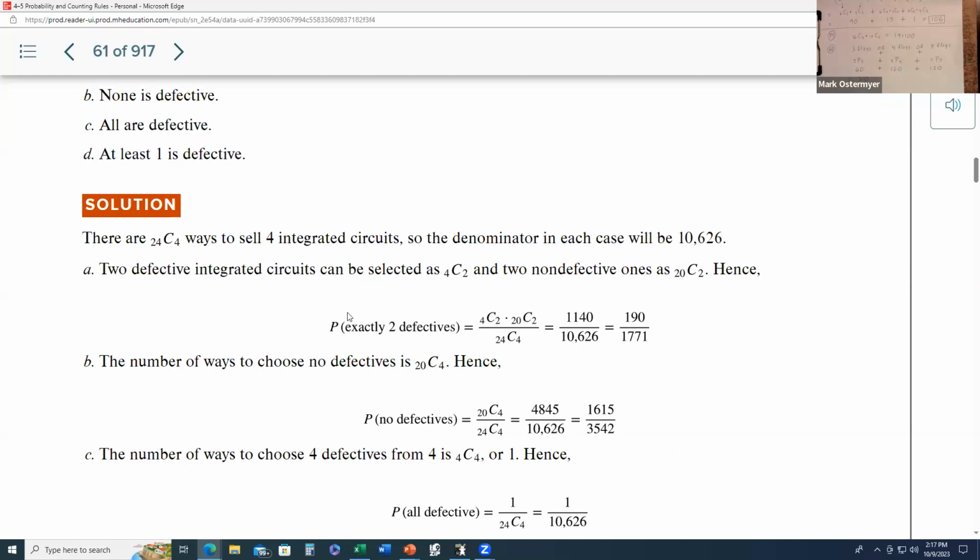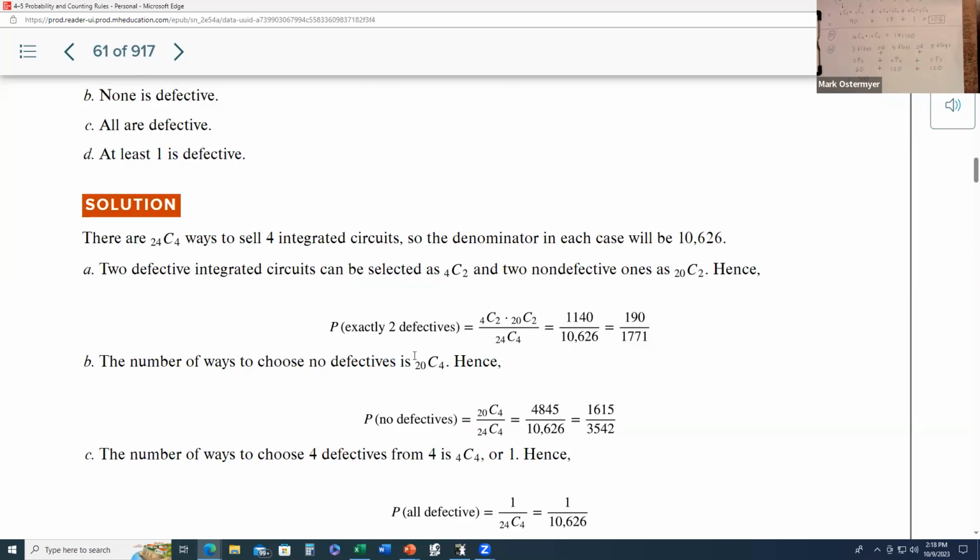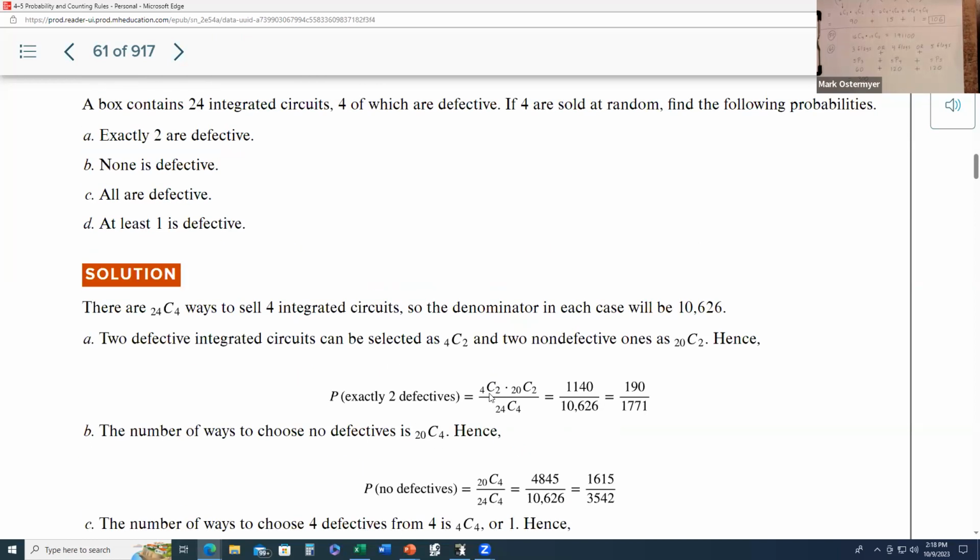So the probability of computing, if we sell 4 of these integrated circuits, the probability of selling 2 bad ones is going to be 4 in combination with 2. That's the number of ways of selling 2 bad integrated circuits from 4 bad ones. Order does not matter. Times, but we also sell what? 2 good ones. And there's 20 good ones to select from. So that'd be 20 in combination with 2. Divided by how many different ways can we sell 4 integrated circuits from 24? 24 in combination with 4. You get your probability: 190 over 1,771.